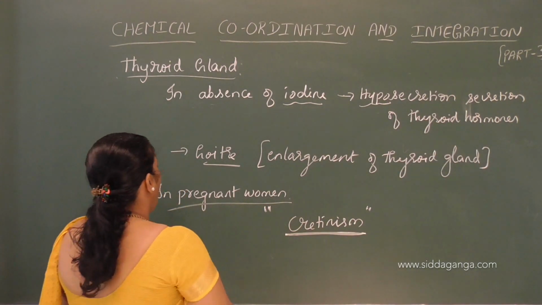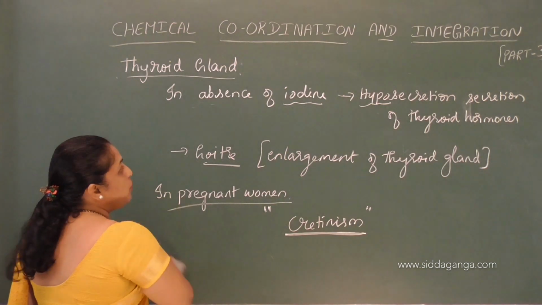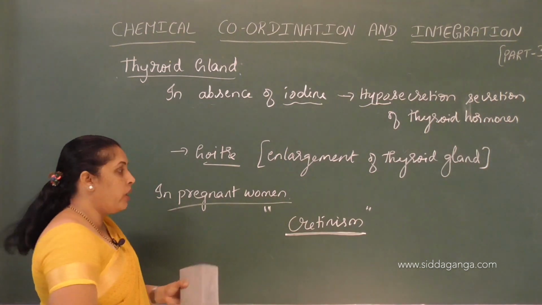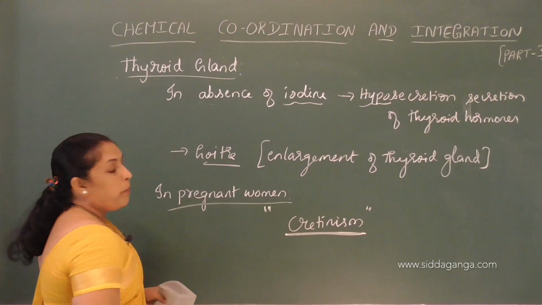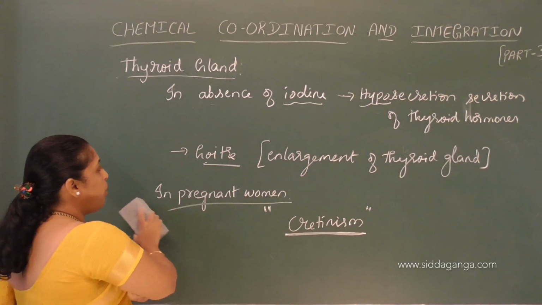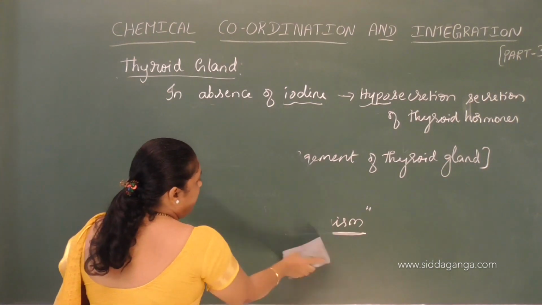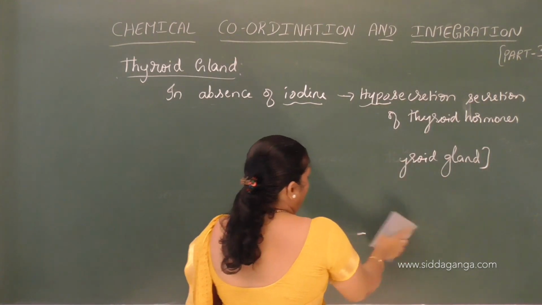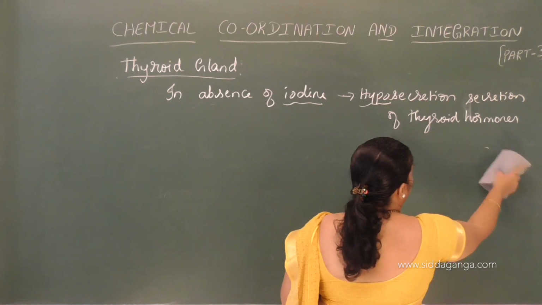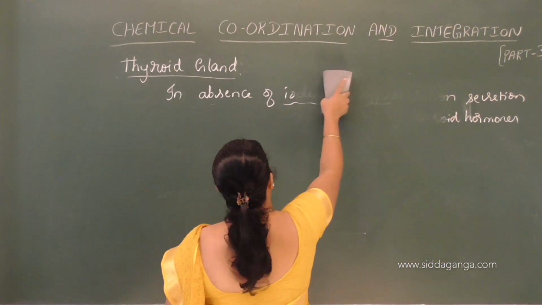Understood? And hyposecretion in adult women causes abnormal menstrual cycles. Hyposecretion in adult women causes irregular menstrual cycle.